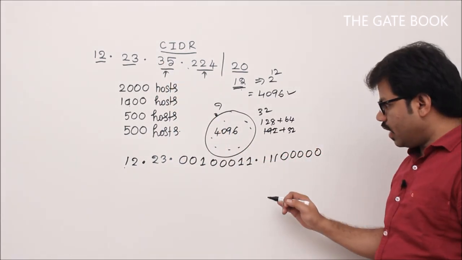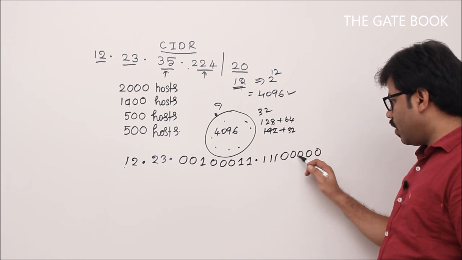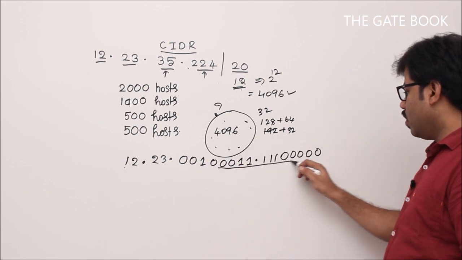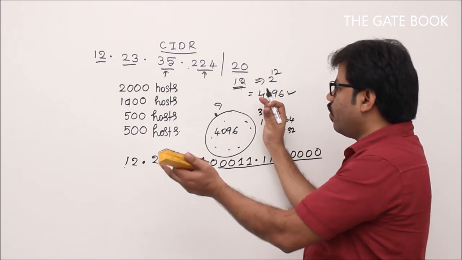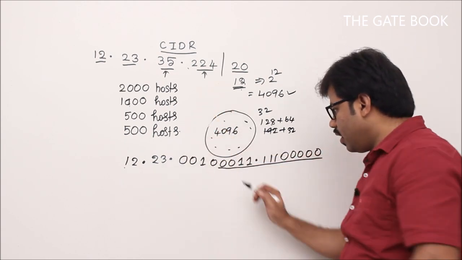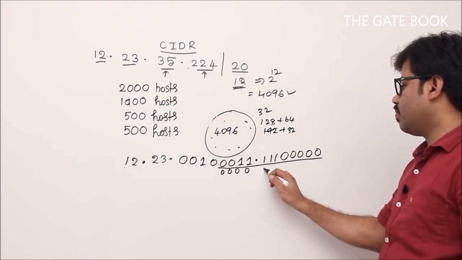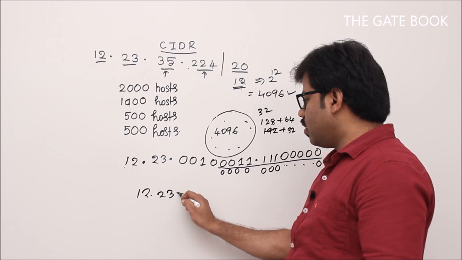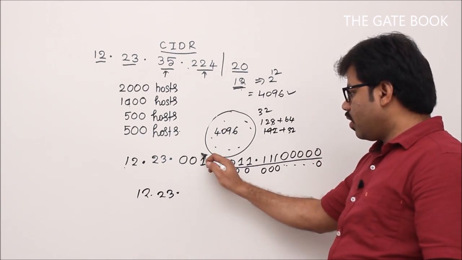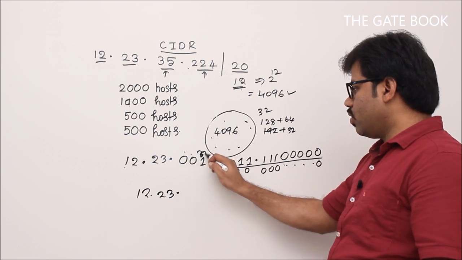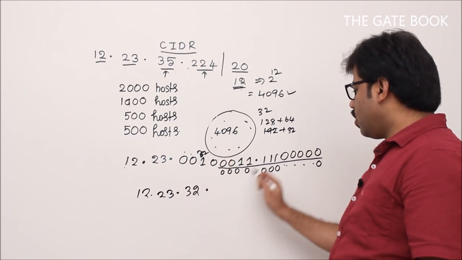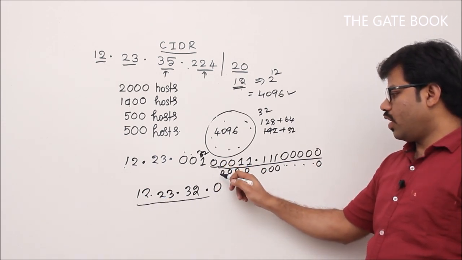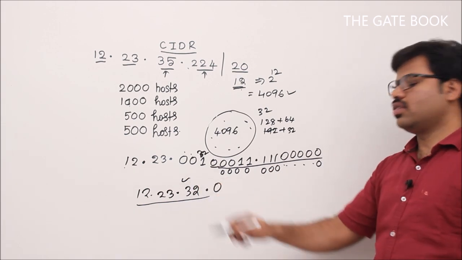Now let's first of all identify the host part. How many bits? 12, right? 1 2 3 4 5 6 7 8 9 10 11 12. So up to here. Now if you want to create the complete network, then the network address will be simply, here you write all zeros. Then that would be 12 dot 23 dot, 0 0 1, this is nothing but 32, so 32 dot this entire thing 0. This is the network address. How did I get it? In the host part I wrote 0 everywhere, then you get this one, that is the network address.